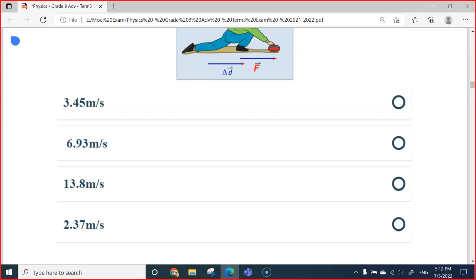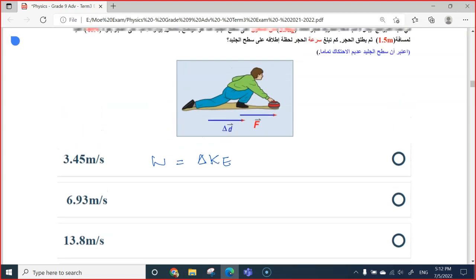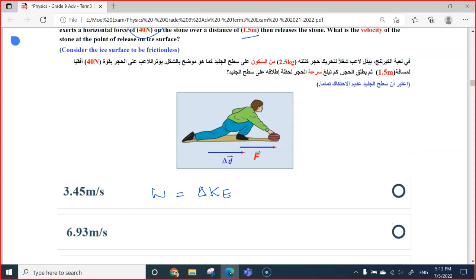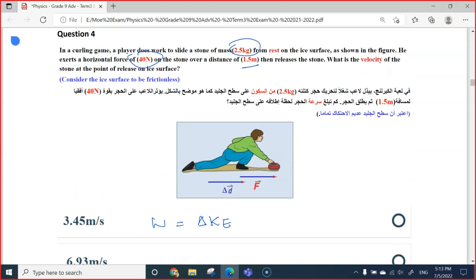We have this equation of work energy theorem. According to work energy theorem, work done is equal to change in kinetic energy. Change in kinetic energy of the object. So here initial kinetic energy is 0 because the object was initially at rest.